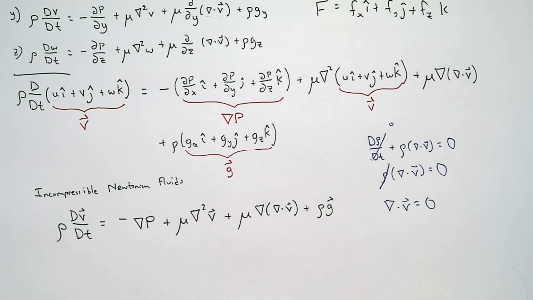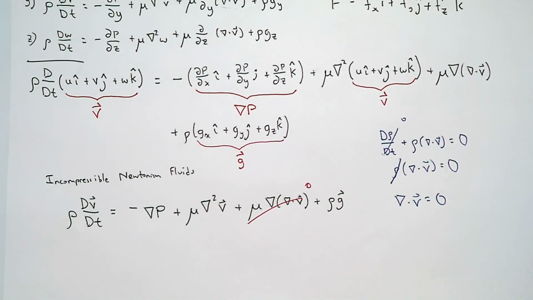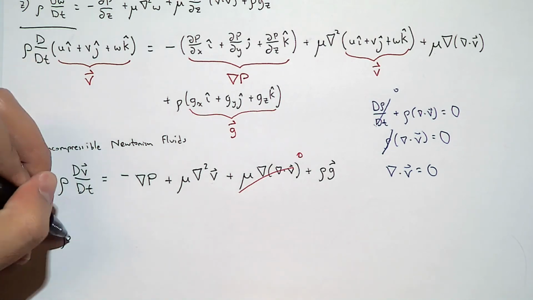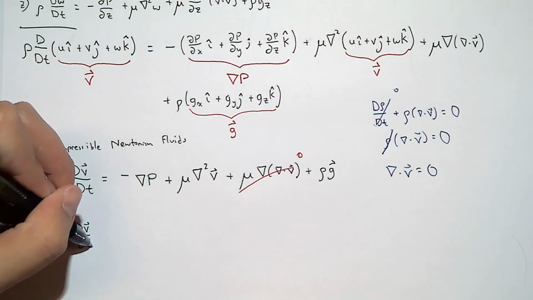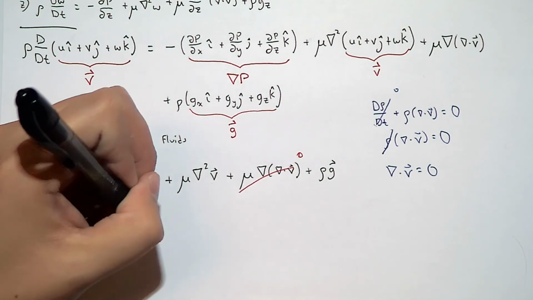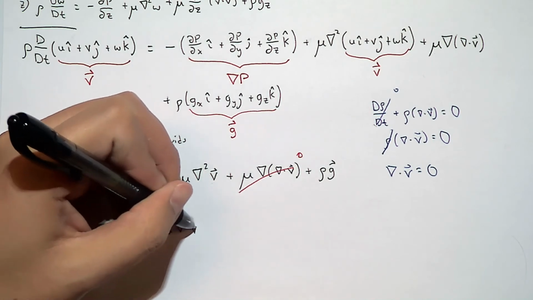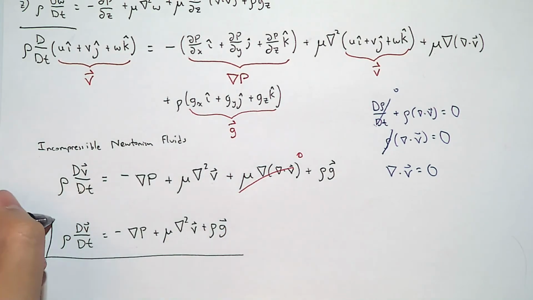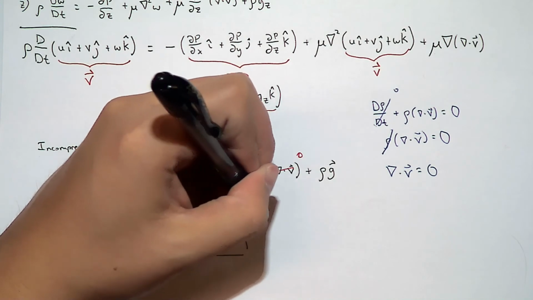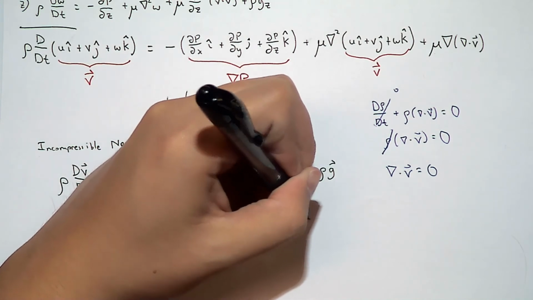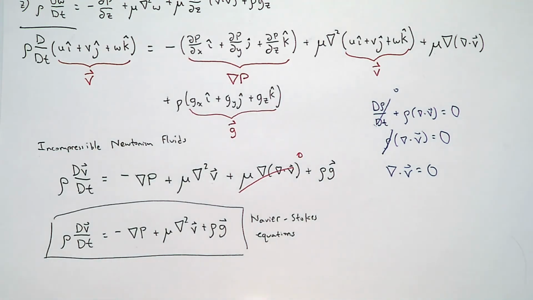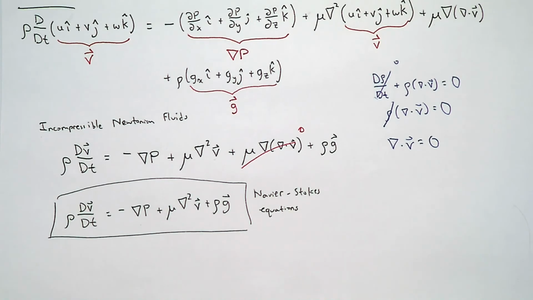Del dot V equals 0. The gradient of 0 is 0. Mu times 0 is 0. So we can get rid of this term. And now, I spoke too soon earlier. Now we arrive at the equation that essentially describes fluid motion for incompressible Newtonian fluids. These are the Navier-Stokes equations. Equations, plural, because we have 3 equations that can be formed from these vectors.